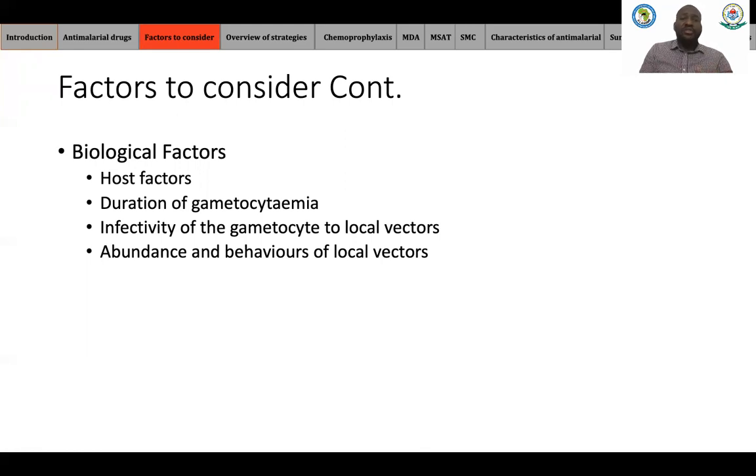Also, again, abundance and behaviors of local vectors. This is another important thing to take into consideration. The mosquitoes themselves: there are some drugs that when given, would also get to act inside the mosquitoes and prevent the sexual replication in the mosquito. So this is another important thing to take into consideration.